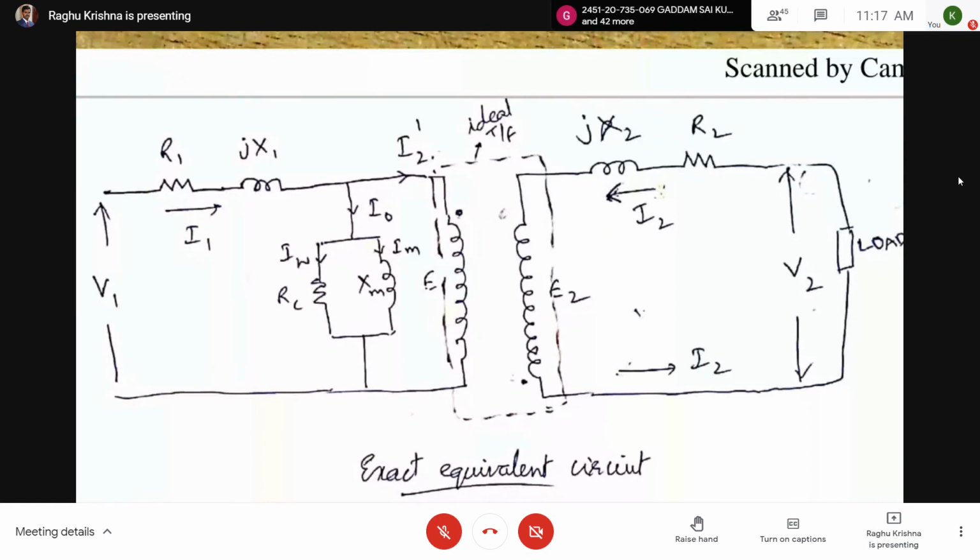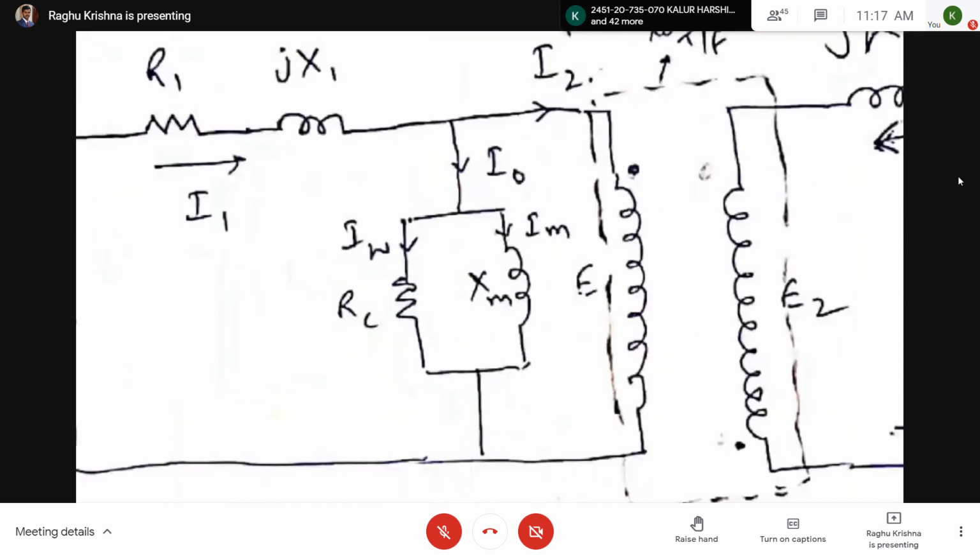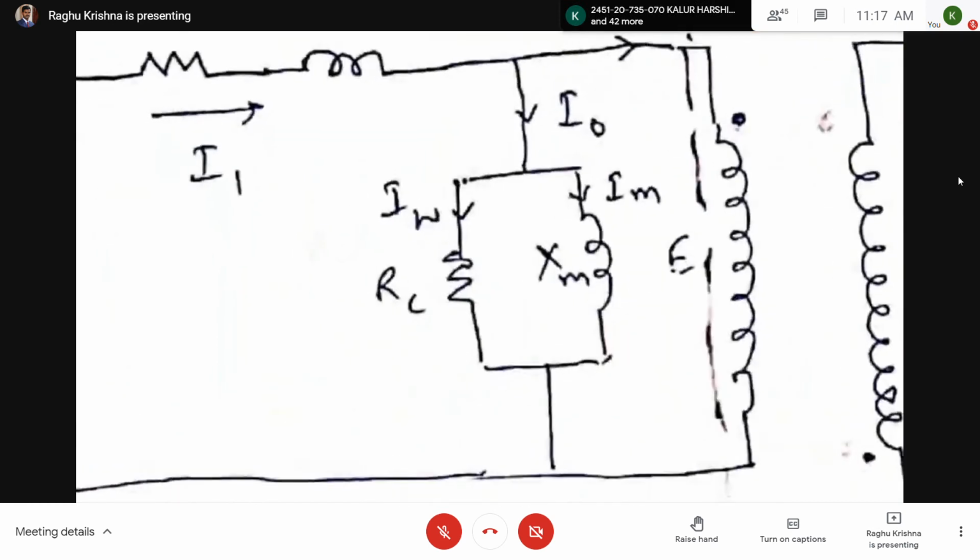Next, RC. RC is the core loss resistance. The current flowing through RC is IW. IW square into RC is the core loss. So the third point also we have considered. What is the fourth point?